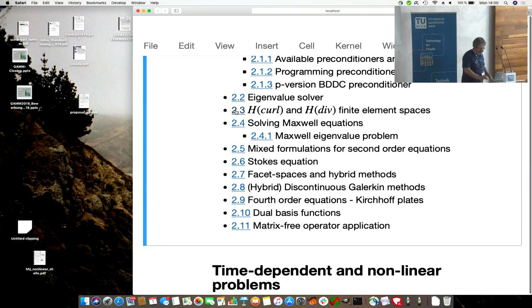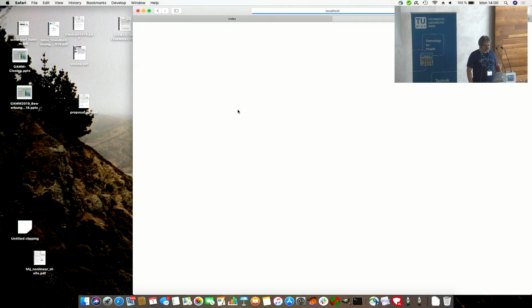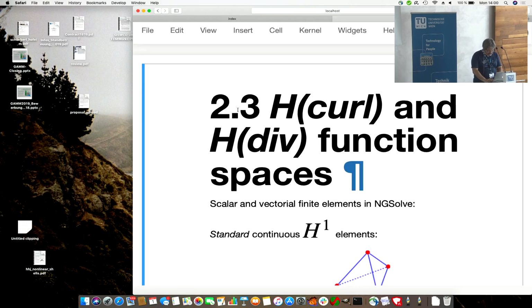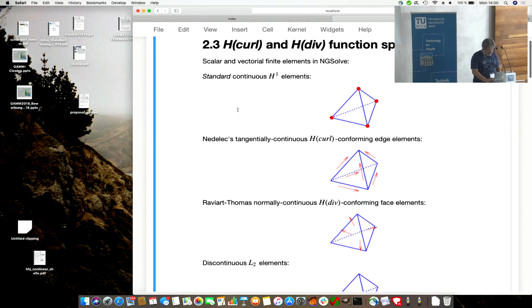going to continue in section 2 with chapter 2.3, talking about H-curl and H-div element spaces. I think these function spaces are particular strengths of NGSolve. We have H-curl, H-div, a good zoo of elements in it. Let me give you a quick introduction.